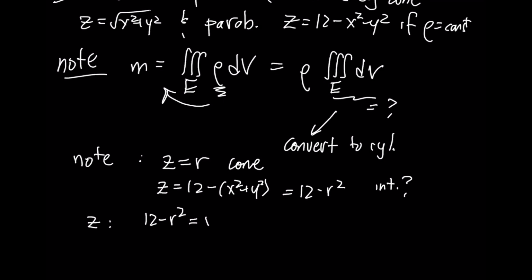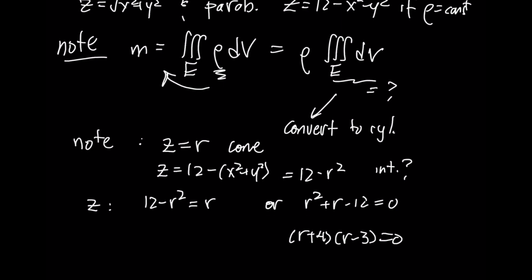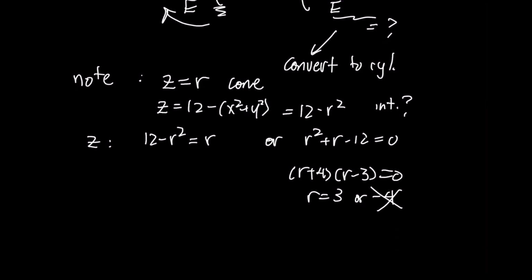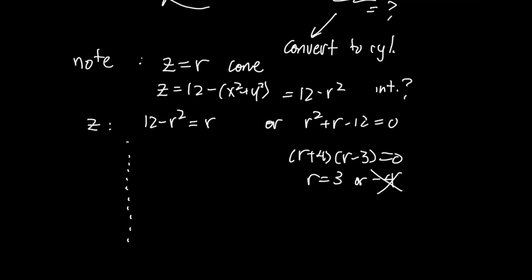We'll have 12 minus r squared is equal to r, or r squared plus r minus 12 is 0. That gives us an r plus 4 or an r minus 3 is 0. So the solutions would be r is 3 or -4. We reject this one because r values for us will always be positive. And that lets us draw this region.